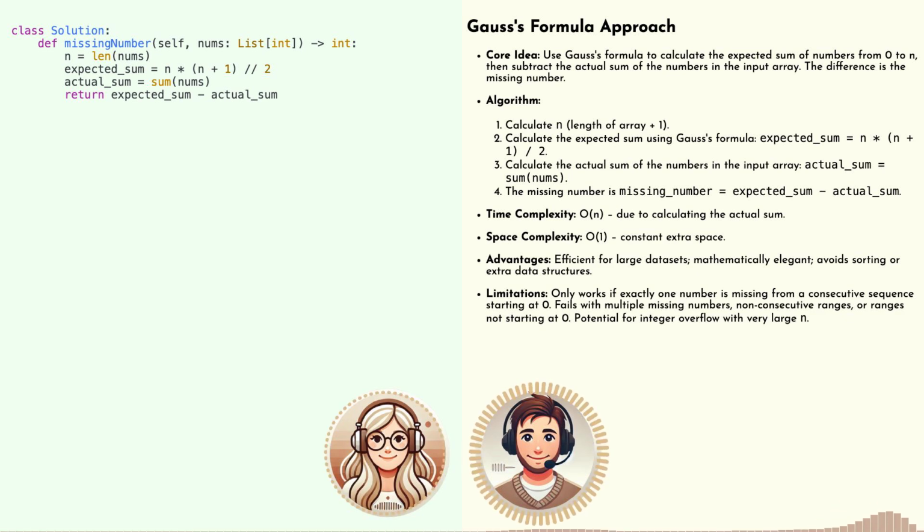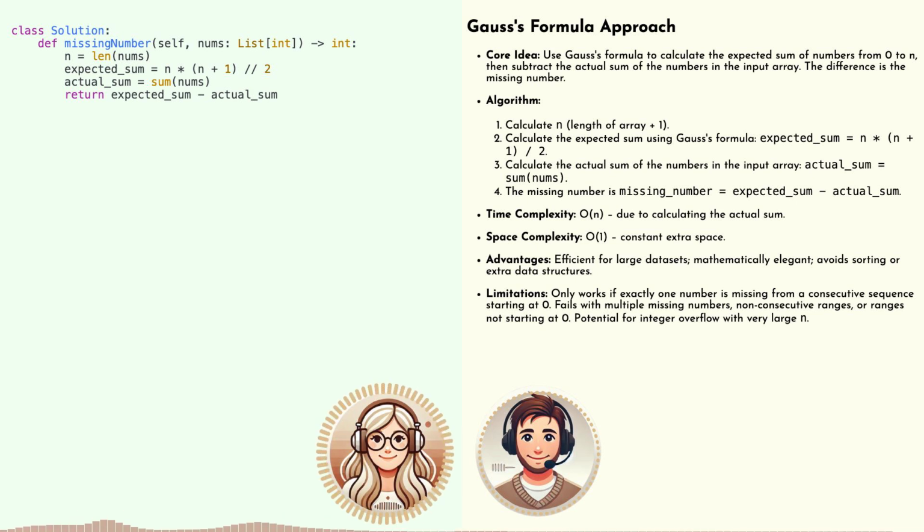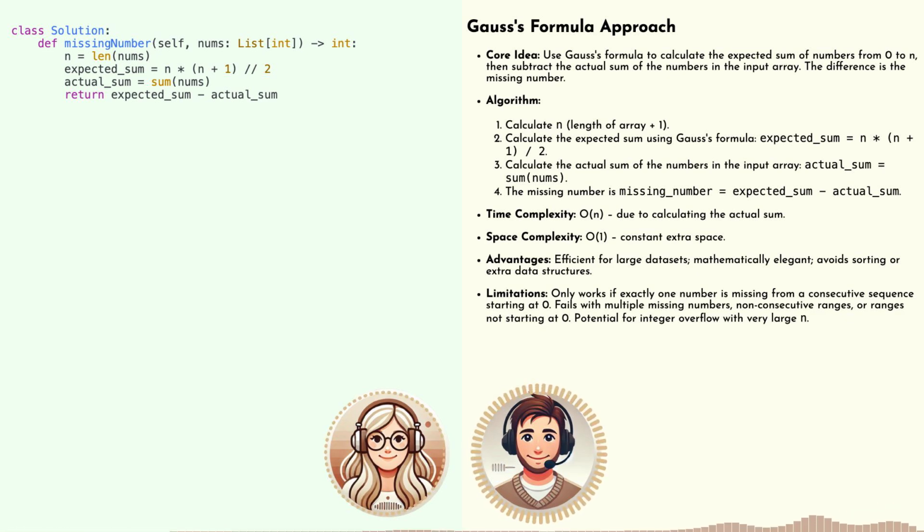So using Gauss's formula, we can solve this problem with just a bit of arithmetic. No sorting, no hash sets, no bit manipulation required. That's pretty elegant. It is, isn't it? And in terms of efficiency, it's right up there with the XOR and the hash set approaches. So let's break down the complexity here. We need to iterate through the array to calculate the actual sum, so that gives us a time complexity of O of n. And we're just using a couple variables to store the sums, so the space complexity is O of 1.